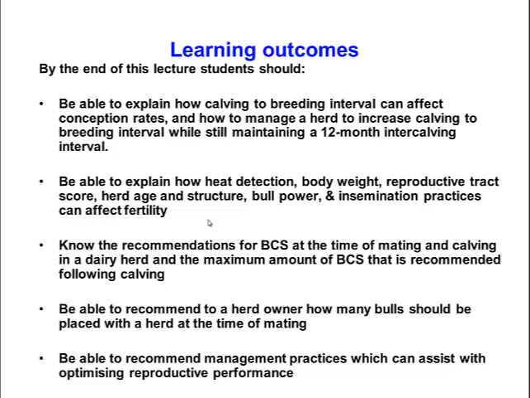You should be aware of the recommendations for body condition score at the time of mating and calving in a dairy herd, and the maximum amount of body condition score that is recommended following calving. You should be able to make recommendations in regards to how many bulls should be placed with a herd at the start of mating, and be able to recommend management practices which can assist with optimizing reproductive performance.